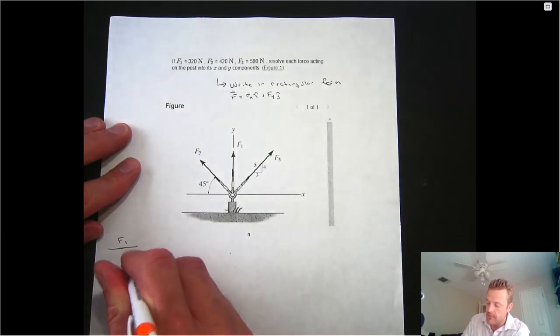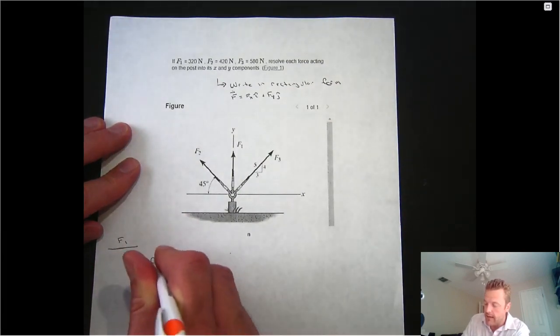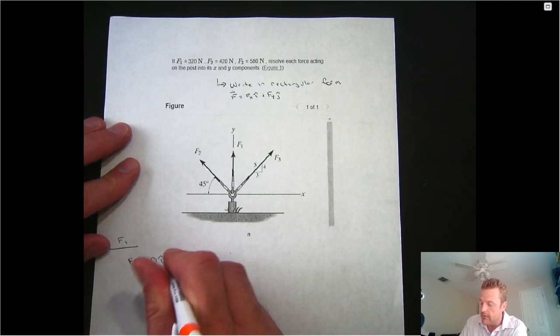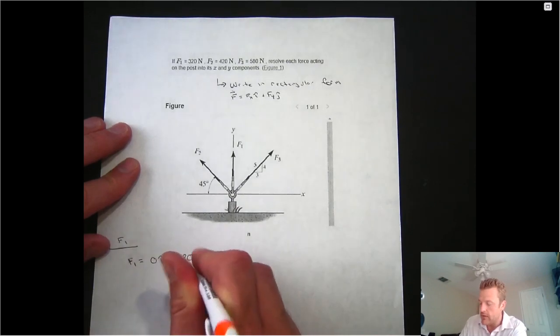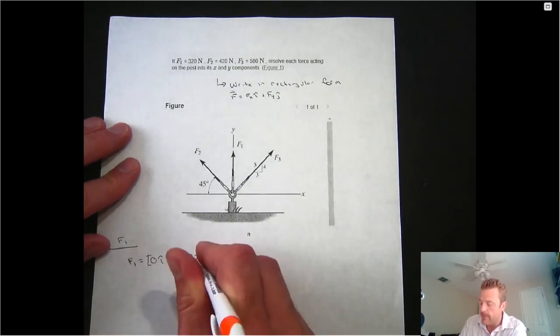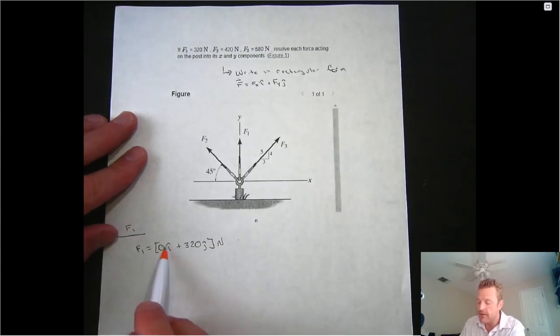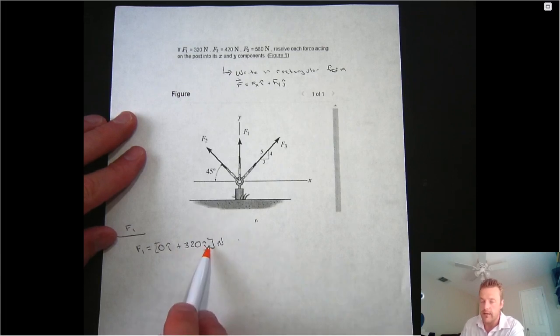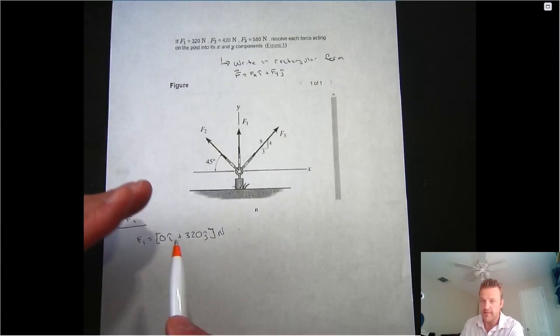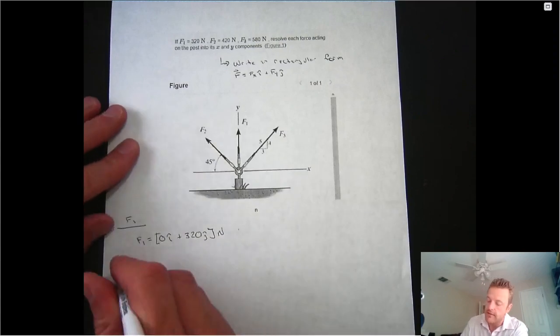So F1 is just going to be, and I can write 0 i hat if I want, 320 j, and this is all measured in units of newtons. And it may be beneficial to show the x and y components separately, because when we ultimately determine the resultant, we will add all of the x components together and all of the y components together.